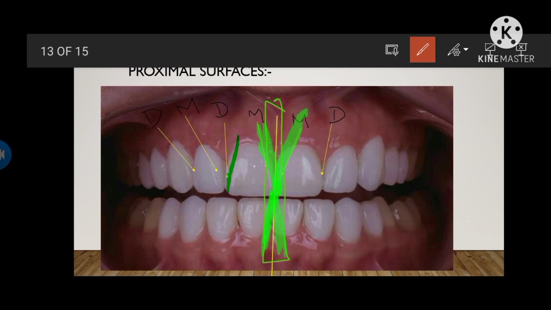This is the distal surface of the central incisor. It will come in contact with the mesial surface of the lateral incisor. This distal surface of the central incisor will come in contact with the mesial surface of the lateral incisor. Then this is the distal surface of the lateral incisor. It will come in contact with the mesial surface of the canine.